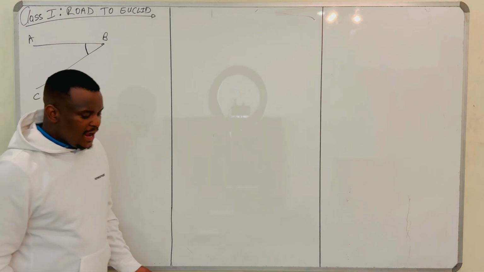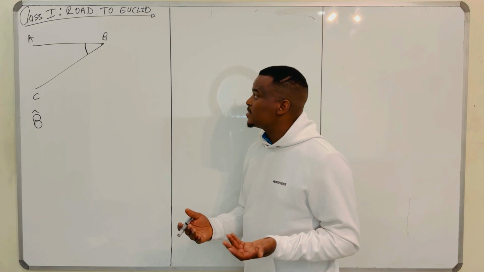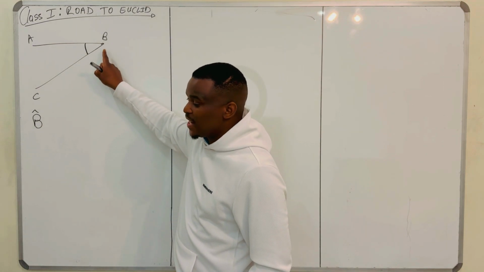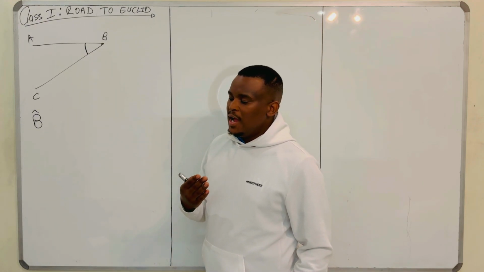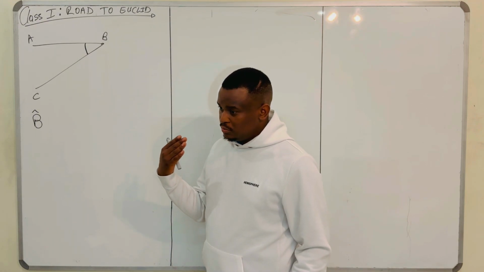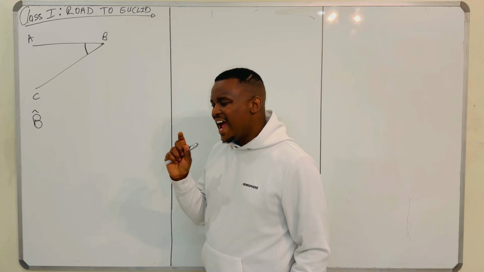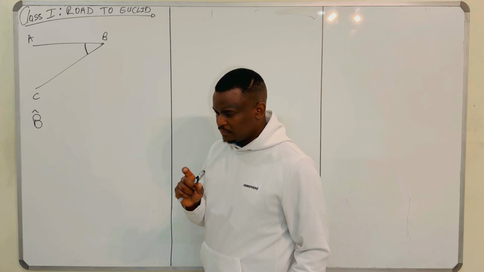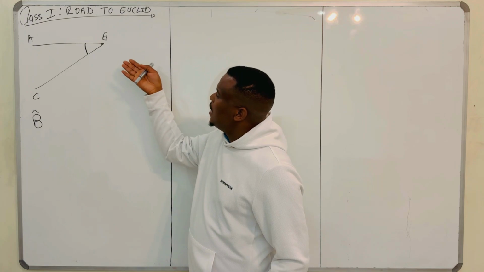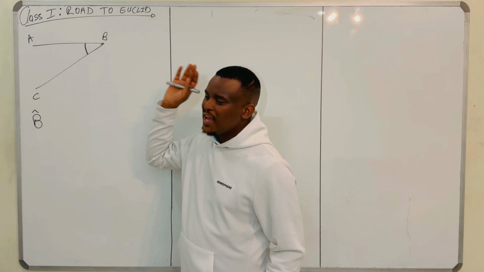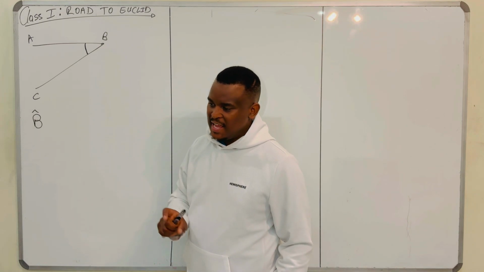There are different ways in which you can denote or label angles. In this case, we use the capital letter B. Another way you can label angles is using the names of the line segments that make up the angle. Are you with me? So another way to reference an angle is to use the line segments that make up the angle.